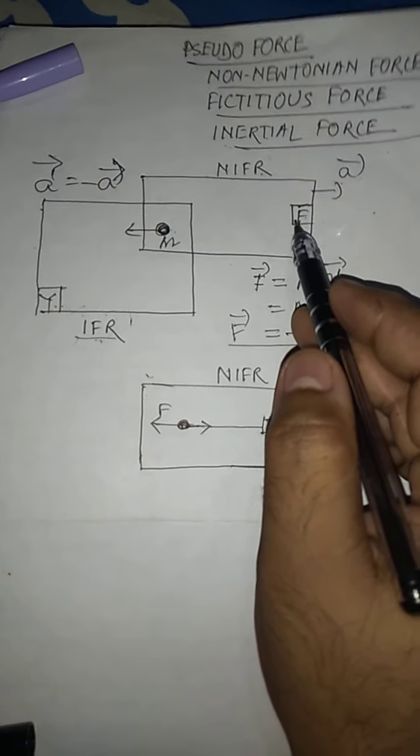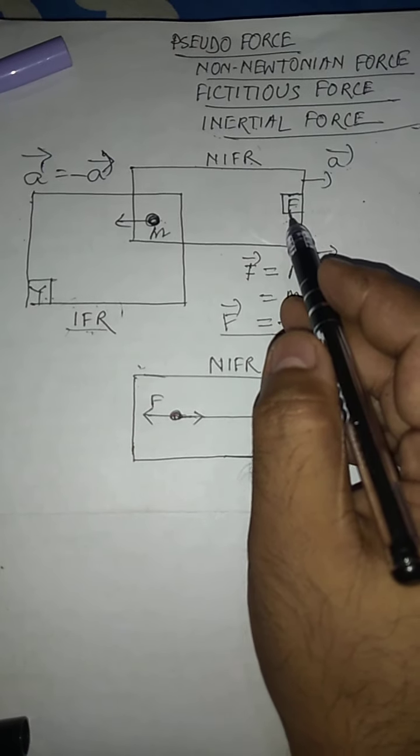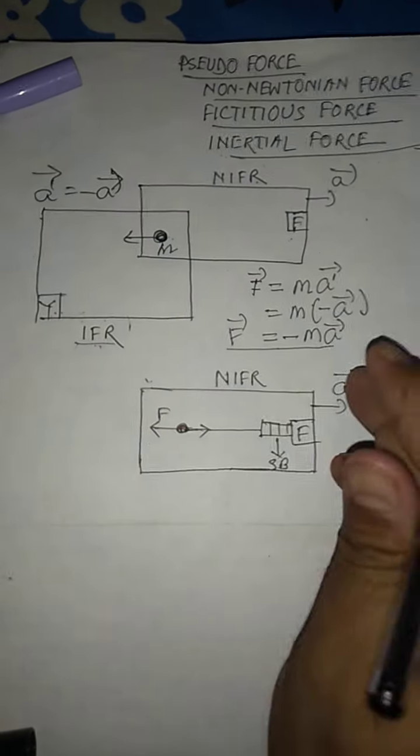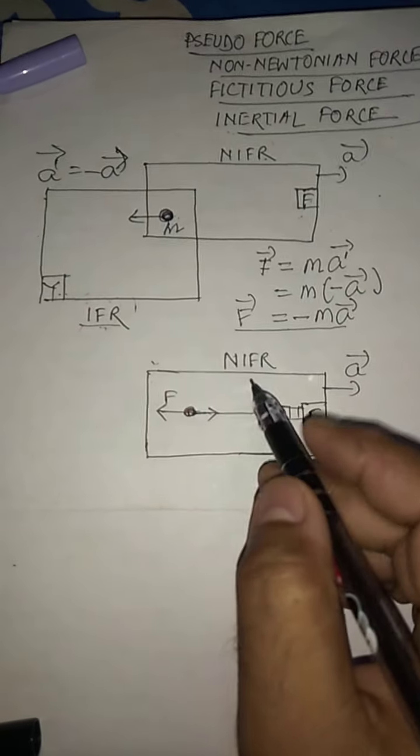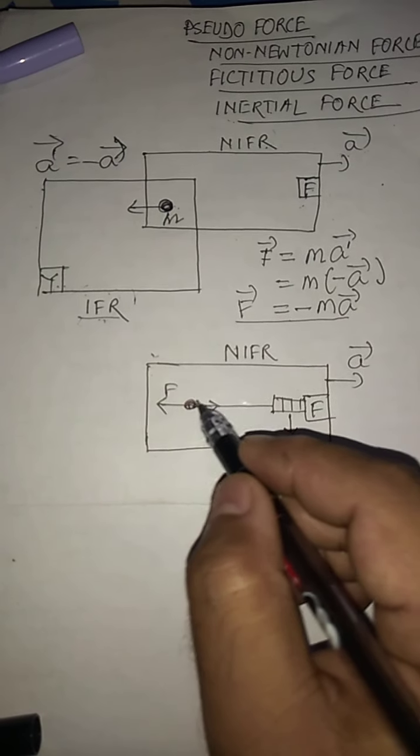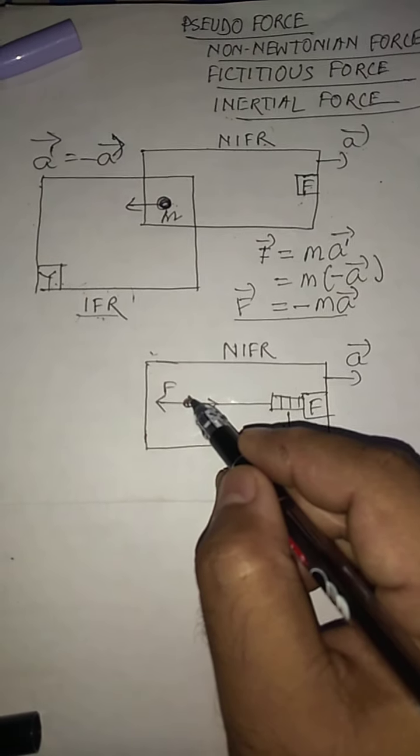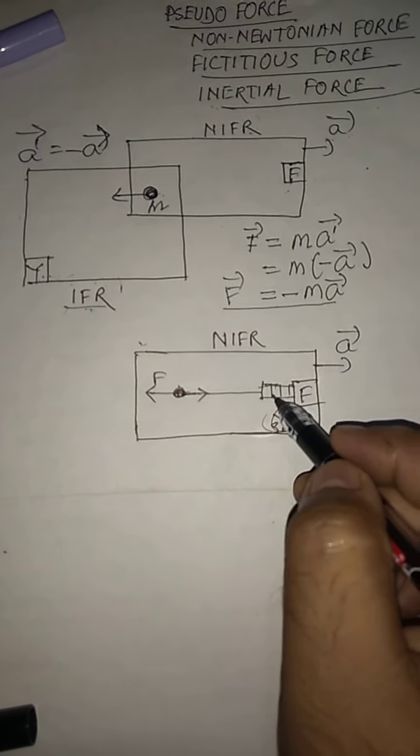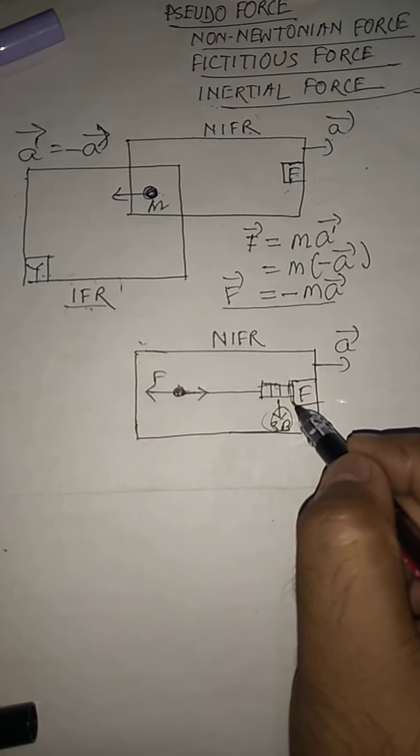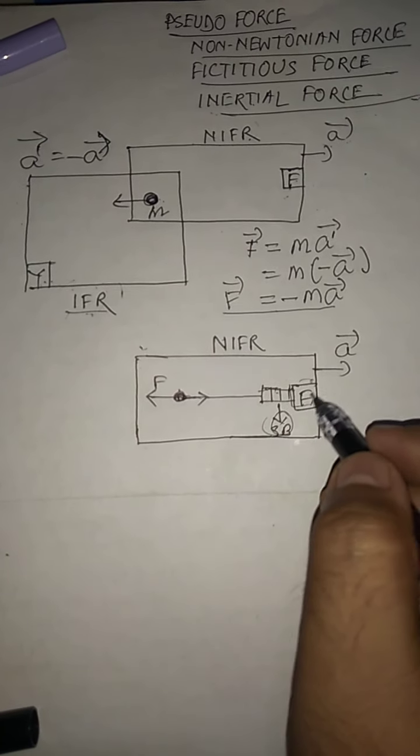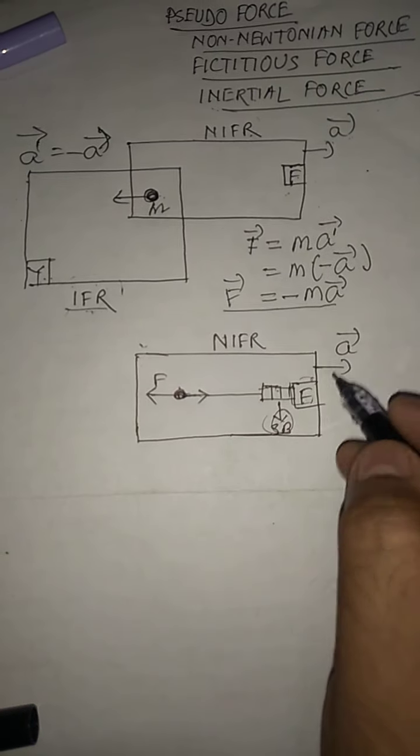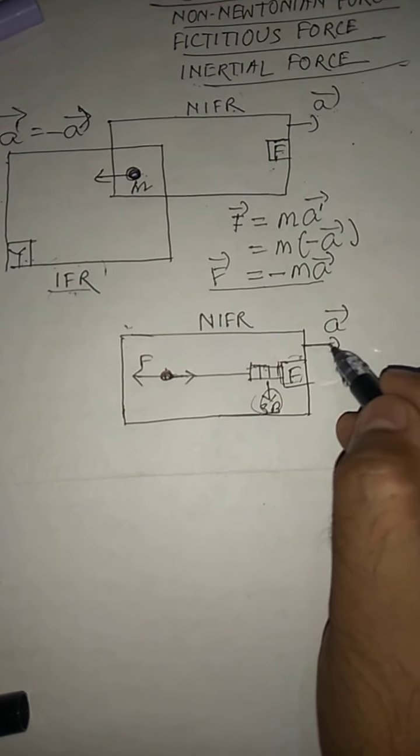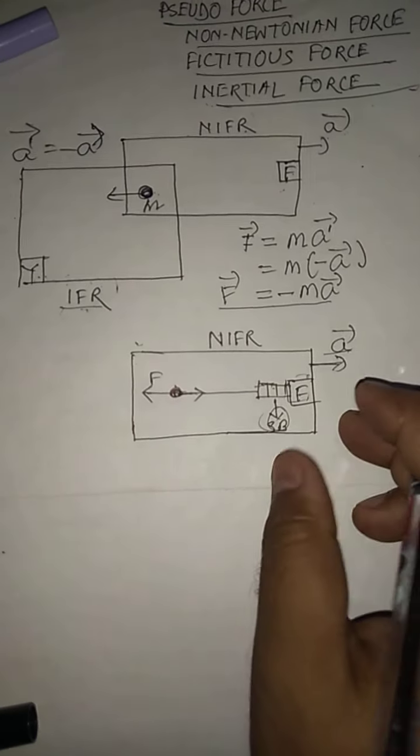But your friend is very adamant and wants to realize this pseudo force. He then ties a string between this object and a spring balance which is rigidly fixed to his seat, and I've already said that he is the driver of this non-inertial frame of reference which is having an acceleration a vector to the right.